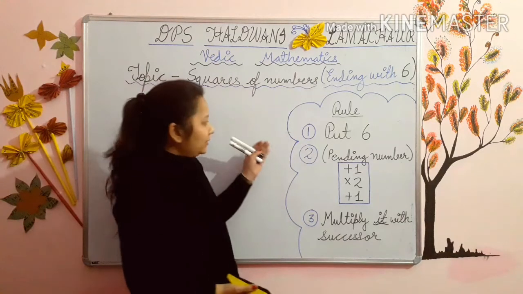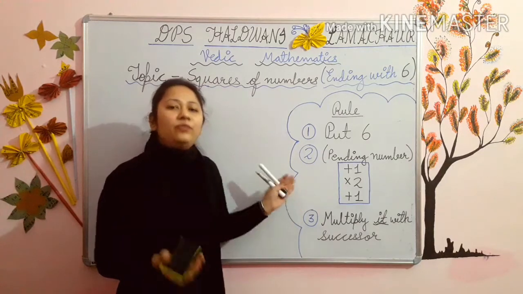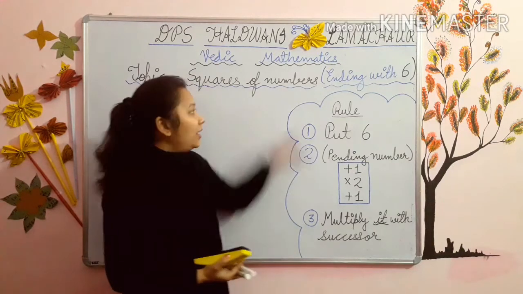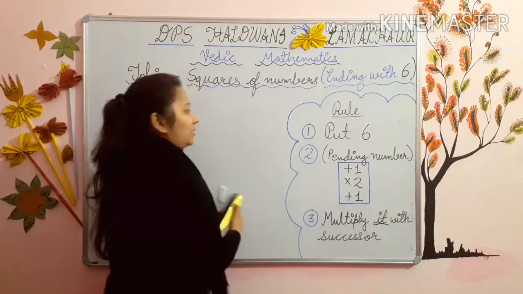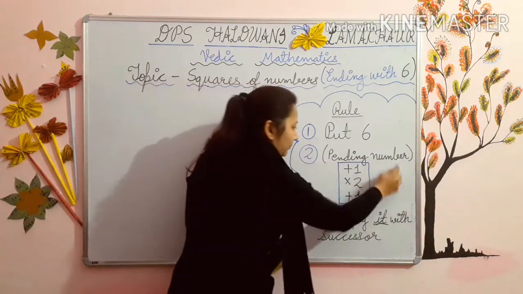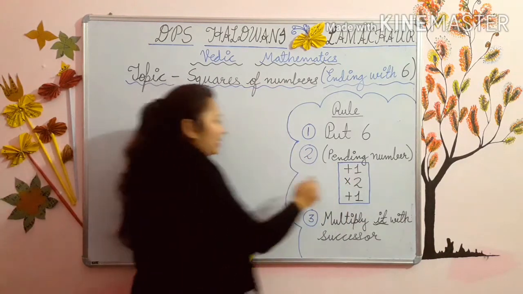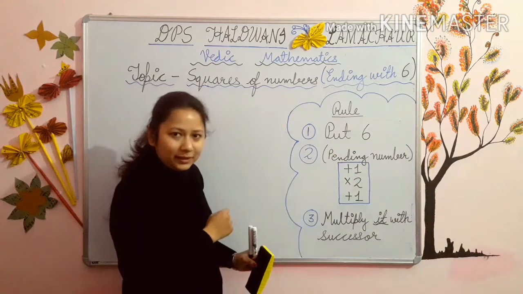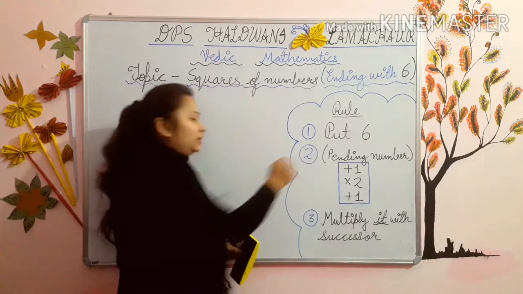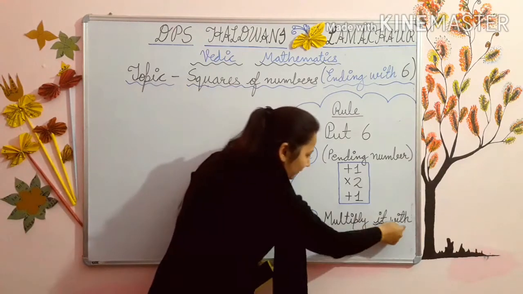Now you can see students that one rule I have written here. You can note it down in your Vedic Maths notebook. It will really help you to square the numbers ending with 6. See, the first rule is put 6. And the second is pending number. These are the calculations we have to do with the pending number: first of all we have to add 1 in the pending number, then multiply it by 2, then add 1 again. And the last is multiply it with successor.